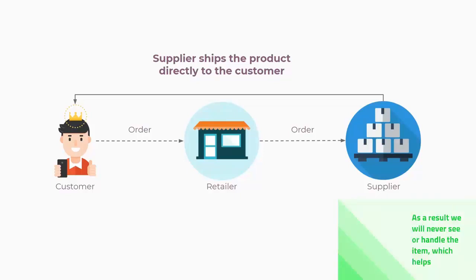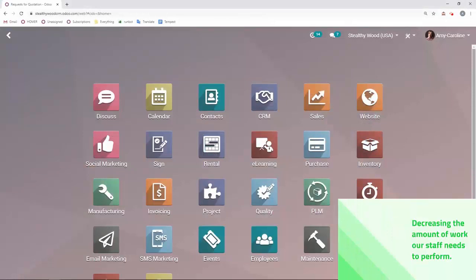that can lose value. New products will also be less expensive for us as they won't. Then we can offer a wider variety of products than what would be. Finally, all the hassle of paying products to prepare them for, decreasing the amount of work our staff needs to perform. So let's see how this works in Stealthy Wood's database.